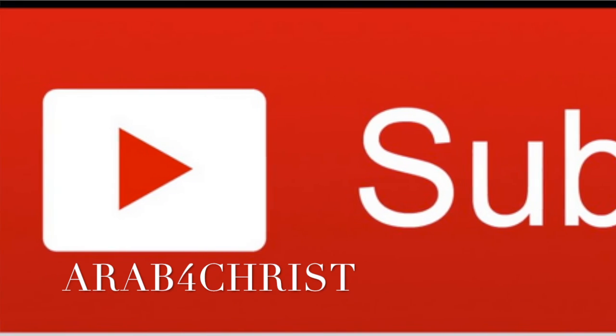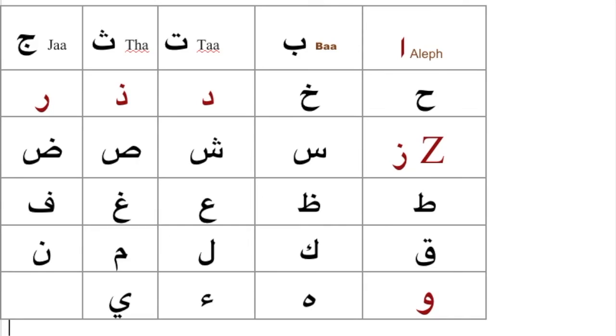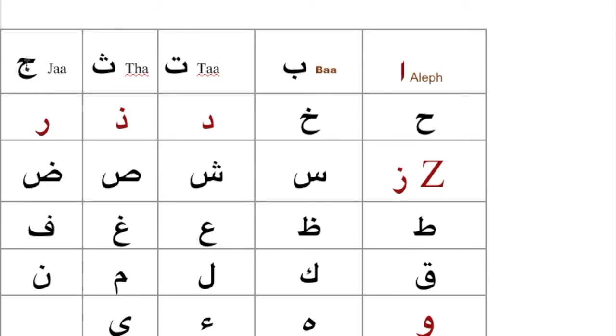Today we are going to learn more letters, and I hope soon we will be able to finish them all. Just to remind you, before we took all those letters: A, Ba, Ta, Tha, Ja, Ha, Kha, Da, Tha, Ra, Za, Sa, Sha. So those are all the letters we learned until now. Today we are going to take a couple of them.